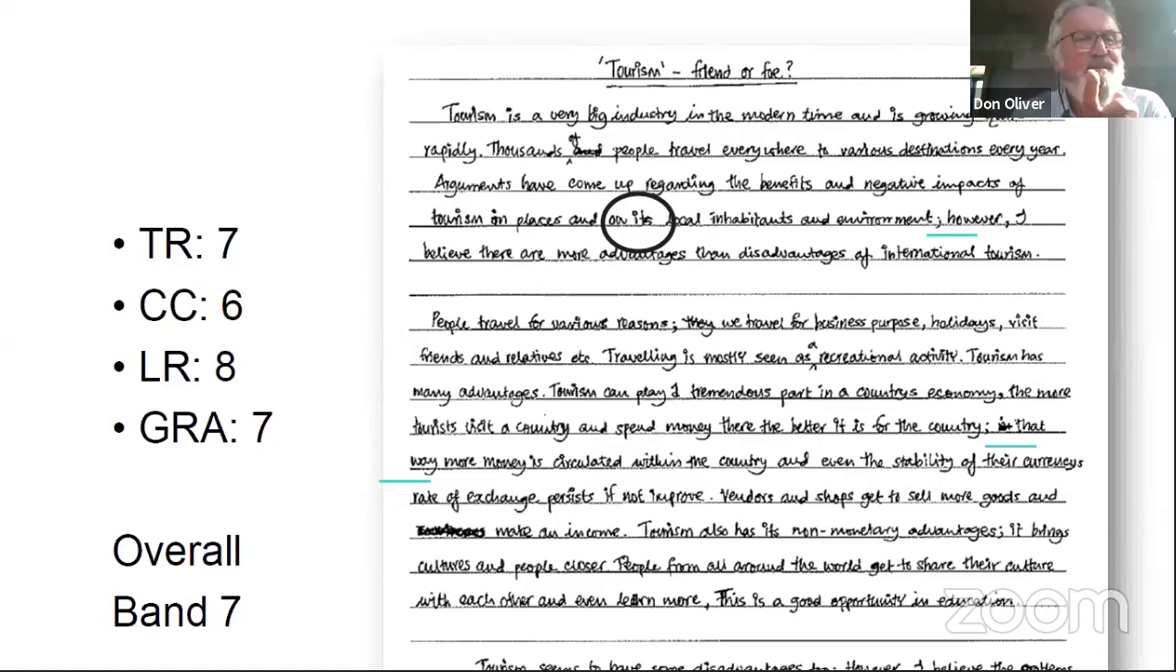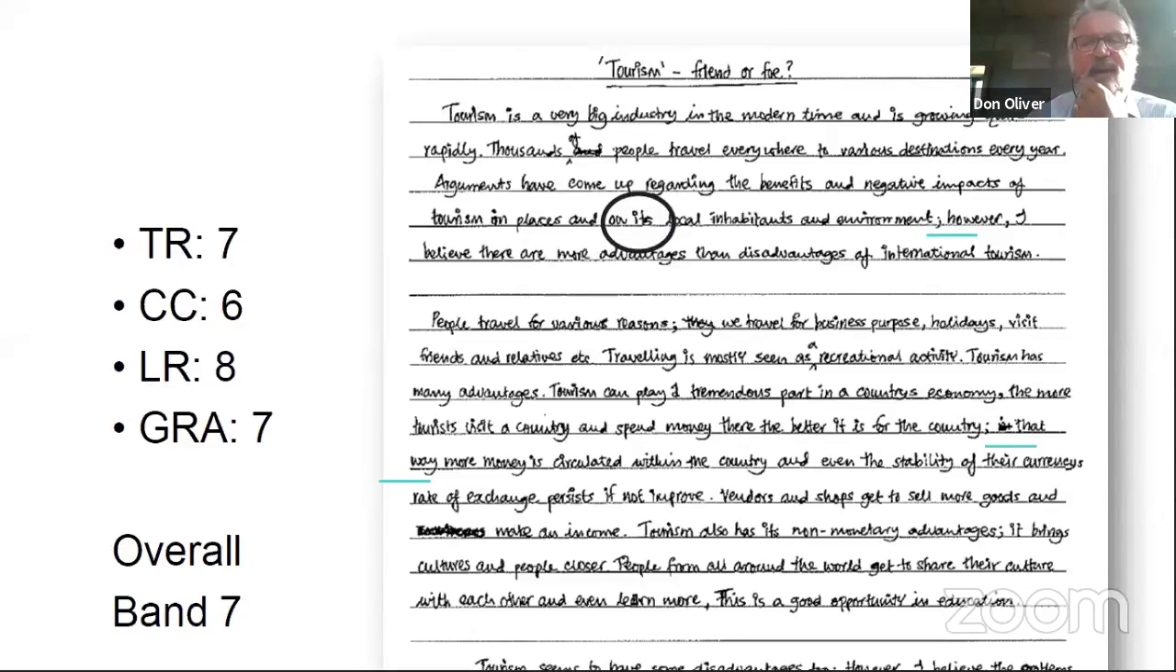Remember I talked about pronouns before? What does the pronoun refer to? This is a part of coherence and cohesion. Talking about the impact of tourism on places and on its local inhabitants. Well, places is plural and its is singular. So its is meant to refer to places, but it's confusing for the reader. Does it refer to places or does it refer to tourism?